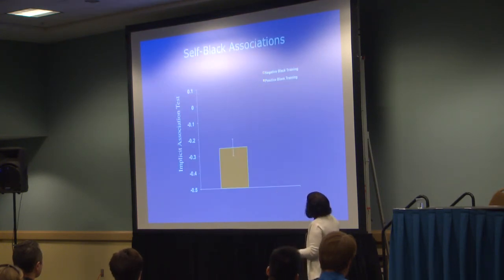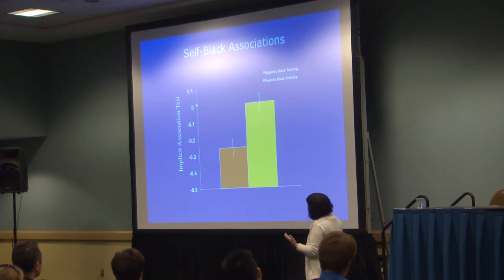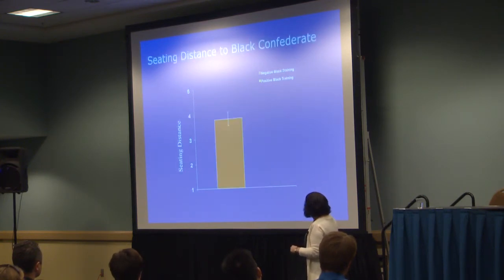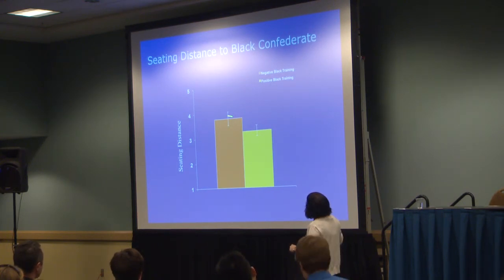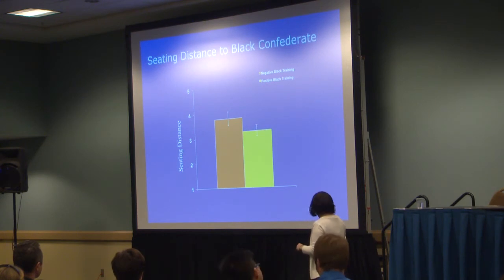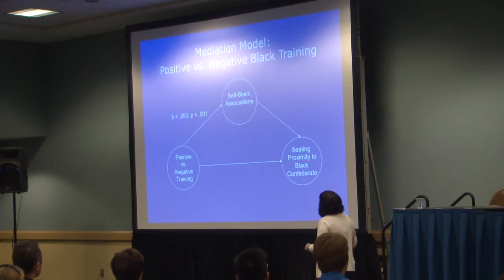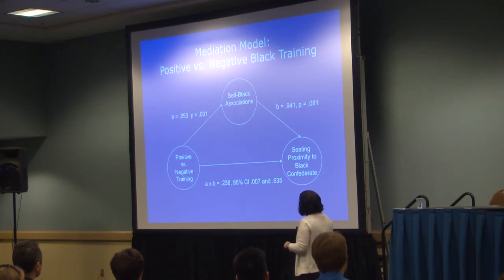When we look at the effects, we find that people who are associating positive traits with blacks are much faster associating themselves with blacks than people who receive the negative association training. When we look at the distance towards blacks, people who were trained to associate positive things with blacks sit closer than people who are trained to associate negative things with blacks, however that's a marginal effect. And when we look at the mediational effects, we find, to some extent, but again this is a small effect, that the way positive association training increases proximity seeking to blacks is to some extent explained by self-black association.